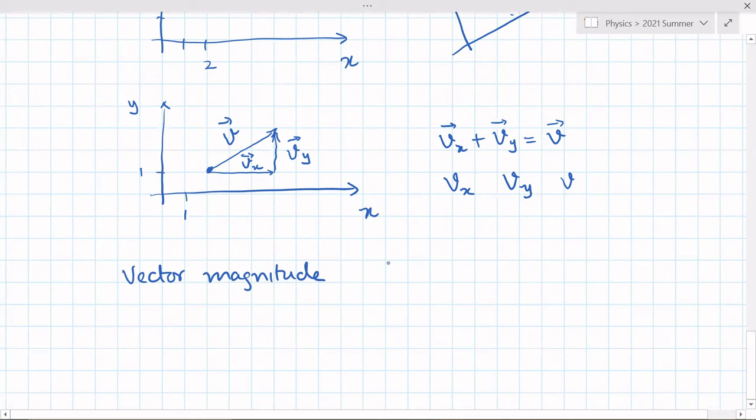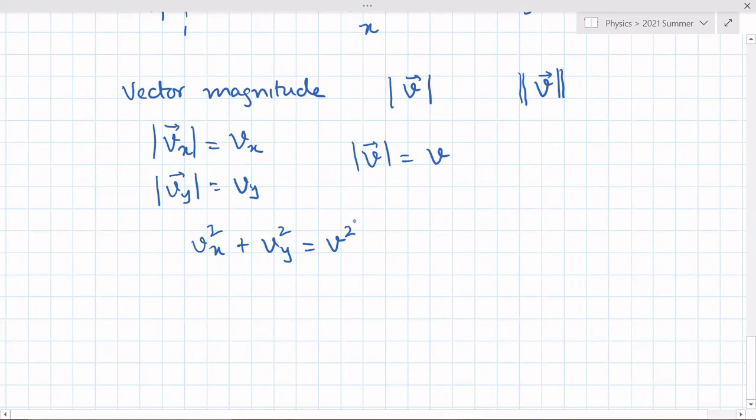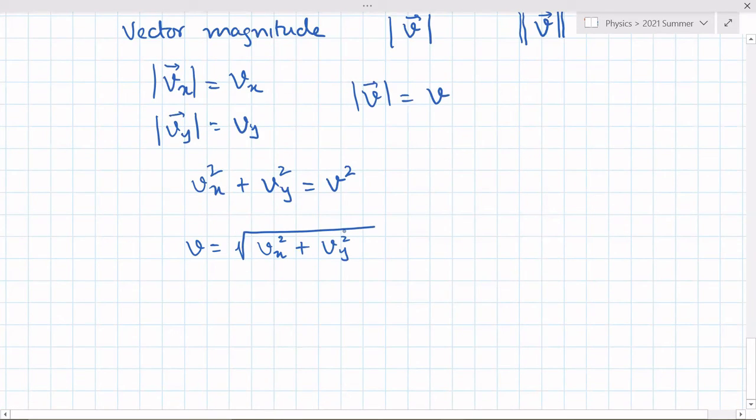Okay, so you may see it written like this. Usually if you just drop the arrow on the top, that means you're talking about its magnitude. How are these three related? These three, Vx, Vy, and V. You can use the Pythagorean theorem or the distance formula, same thing, right? So that's how you can find the magnitude of a vector.